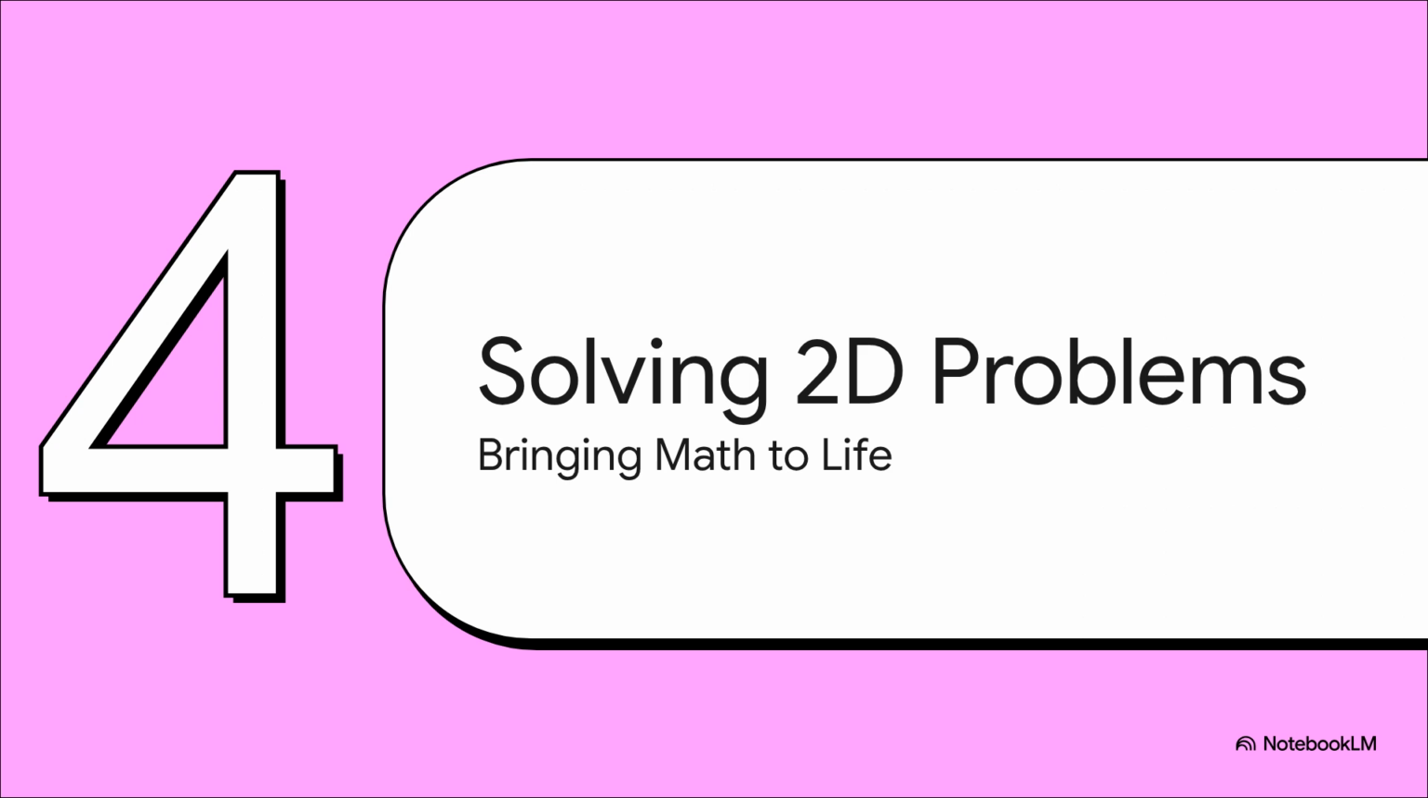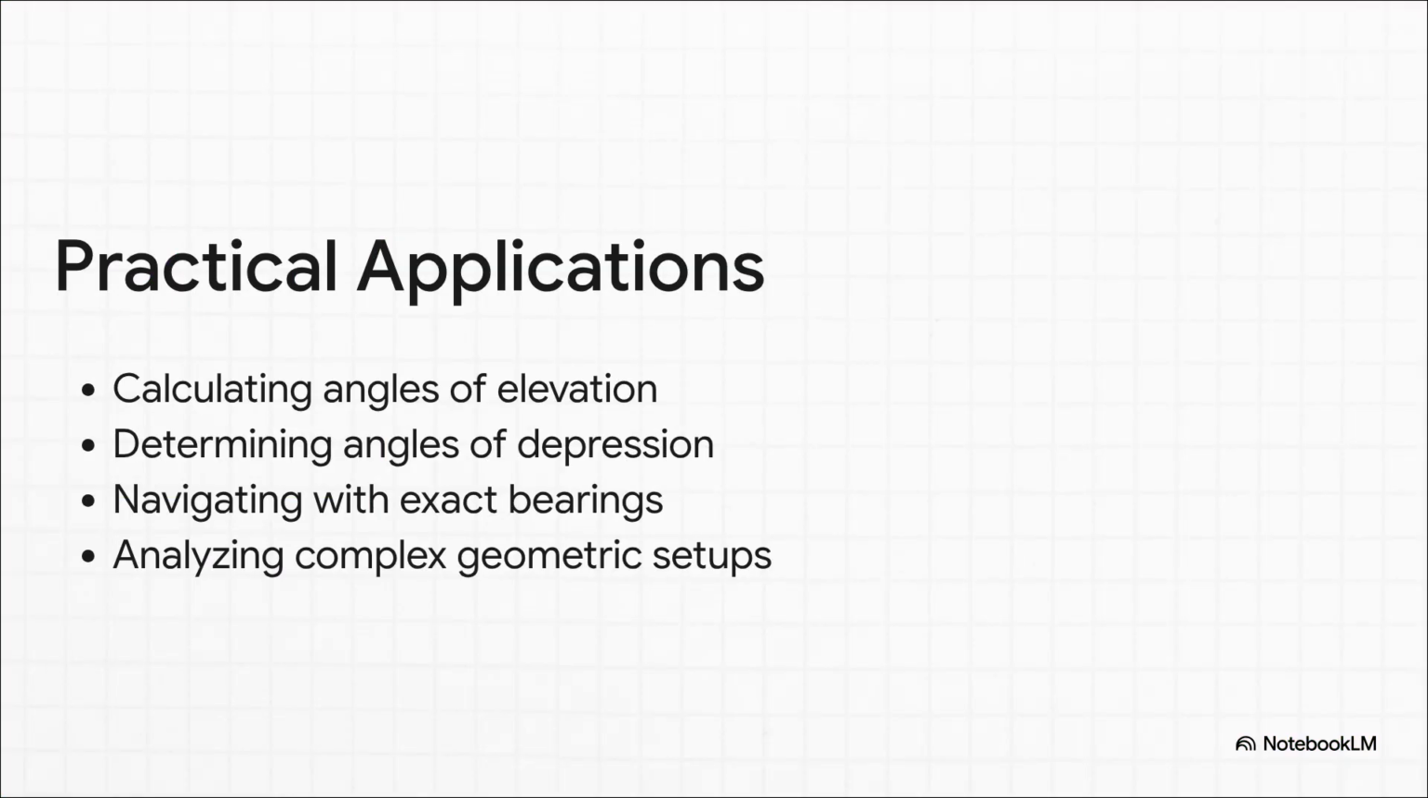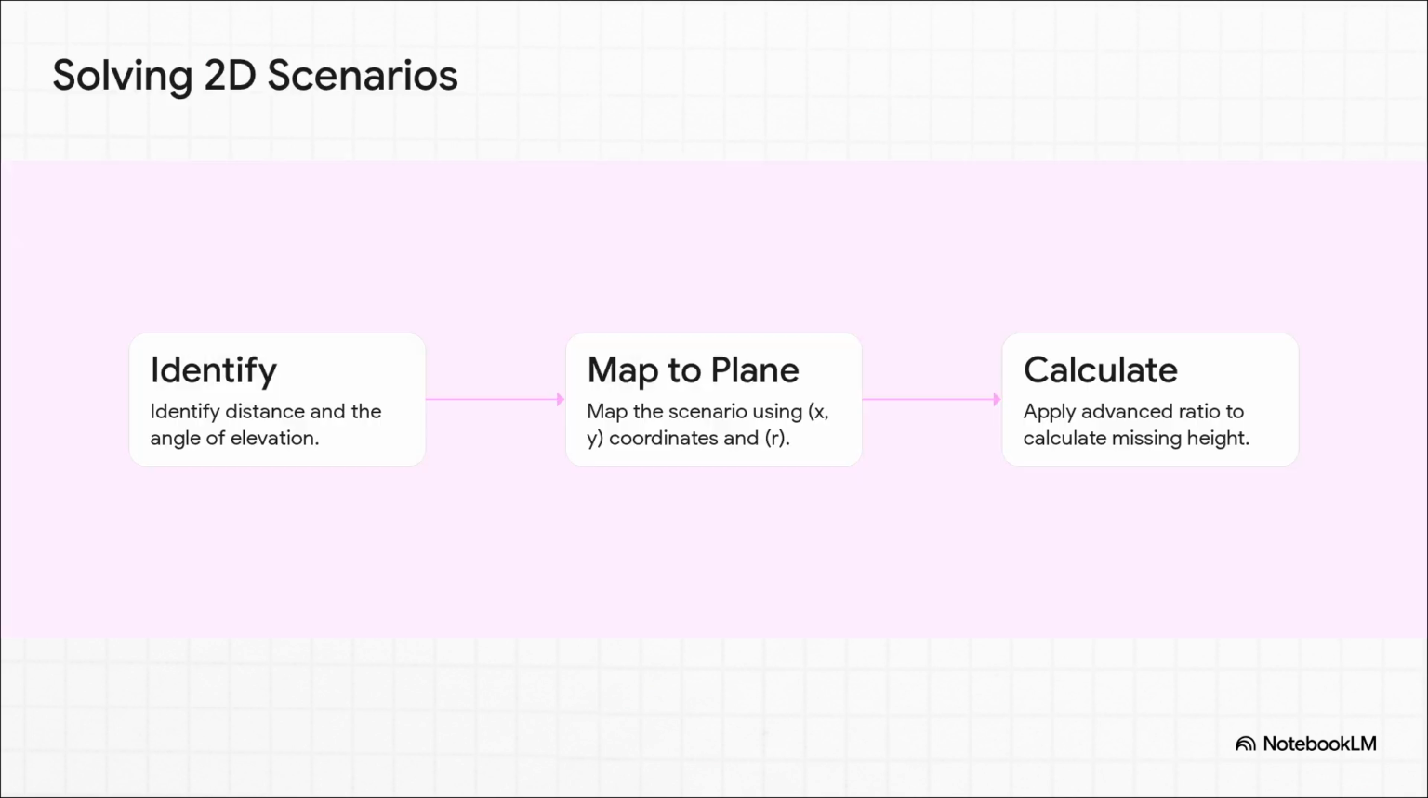Okay, let's put these new rules to the test in Section 4, Solving Real-World 2D Problems, Bringing the Math to Life. Now that we have this expanded toolkit, we can really tackle the physical world. Whether you're trying to figure out an angle of elevation to look way up at a skyscraper, getting your exact navigational bearing out at sea, or analyzing complex geometric constraints that basic math simply couldn't touch, these advanced rules make the impossible absolutely possible.